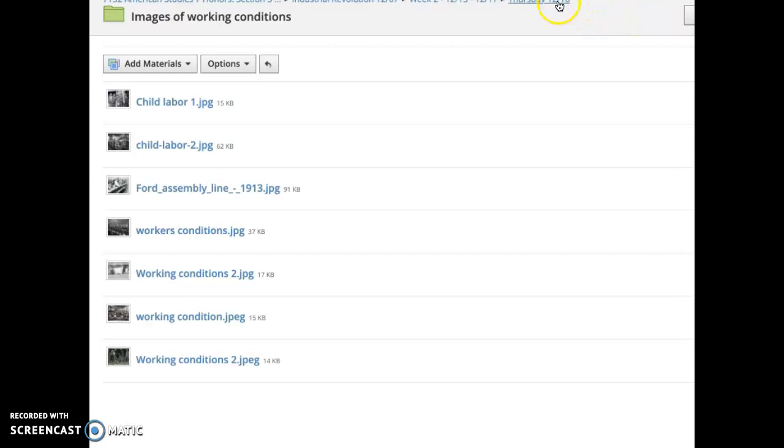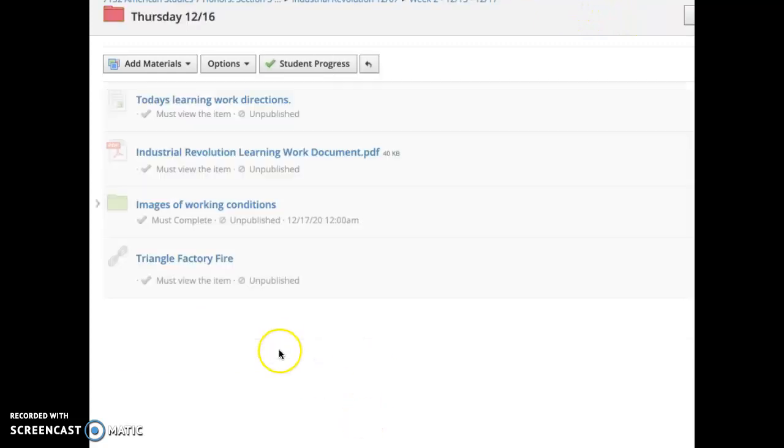And then the last thing you're going to do is there's a little clip here down at the bottom called Triangle Factory Fire. I would like you to watch that clip. It's about 5 minutes. When you get to class on Friday, there'll be a quick check-in just to see where you are at as far as the learning that you guys accomplished today.